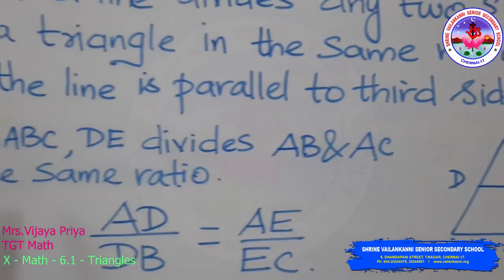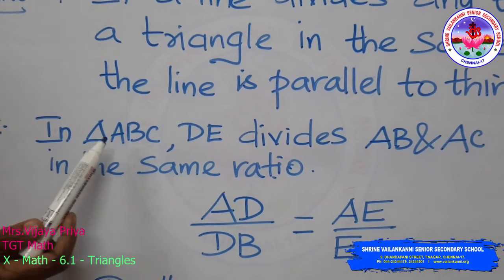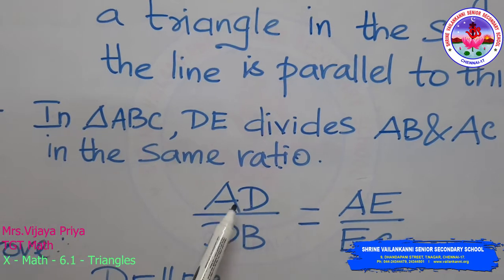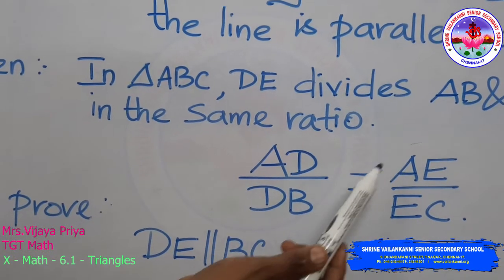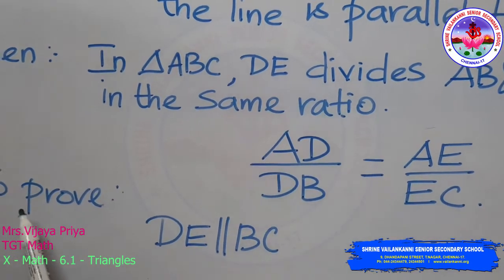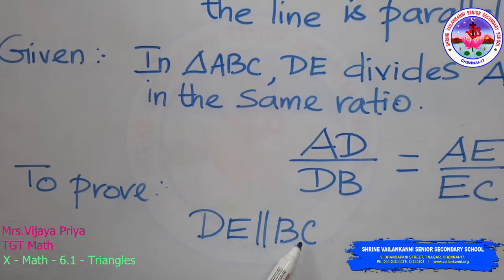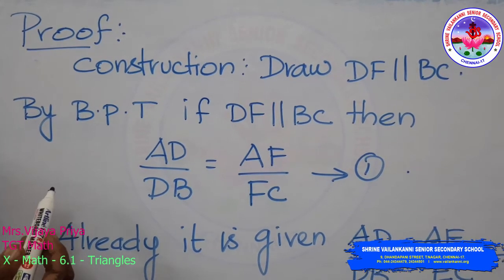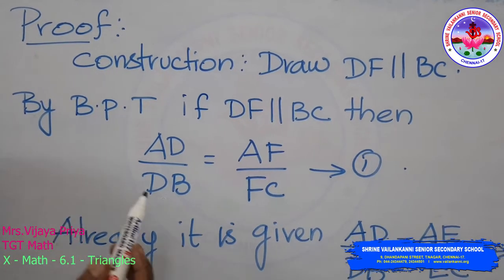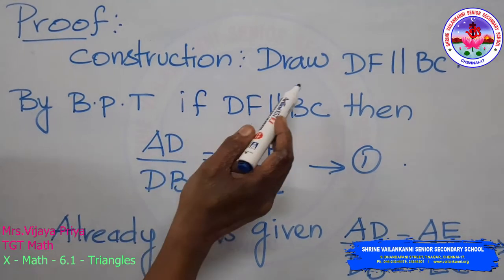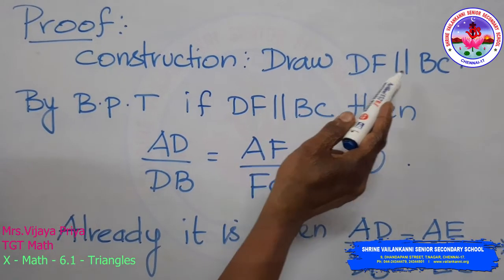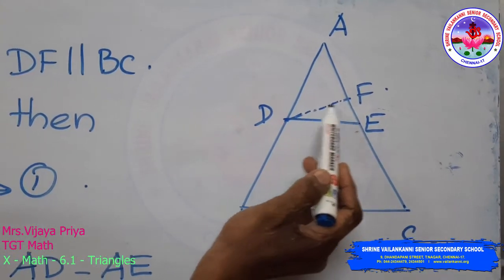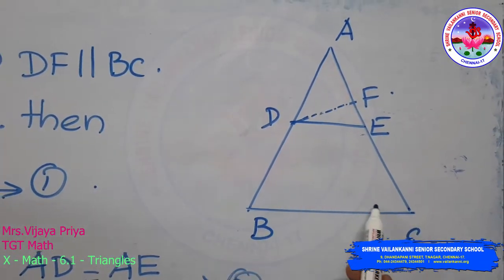Now coming back to the proof here, given triangle ABC, line DE divides AB and AC in the same ratio, that is AD by DB is equal to AE by EC. We want to prove that line DE is parallel to BC. We are going to prove this by the contradiction method. Here we are assuming that DE is not parallel to BC, but we have drawn a line DF which is parallel to BC. So in the figure I have drawn DF. I am assuming DF will be parallel to the baseline BC.